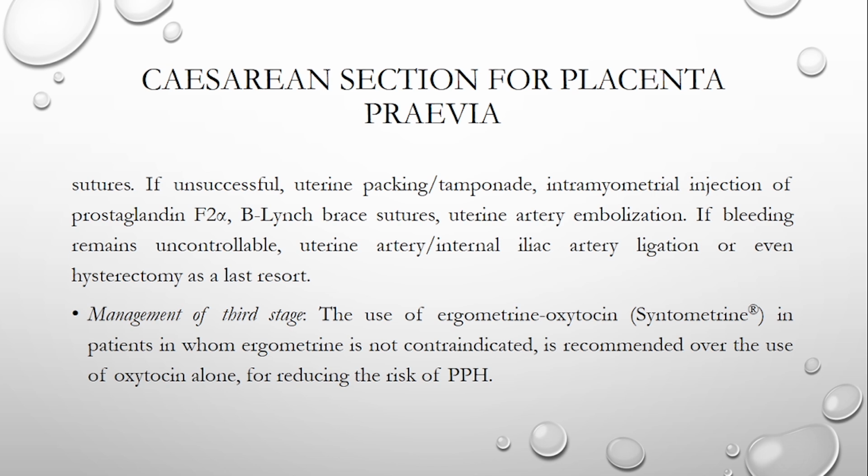But rarely you may use uterine artery or internal iliac artery ligation, or even hysterectomy as a last resort. That's if the bleeding becomes too much. But management of the third stage is very important. The use of carbetocin these days has relieved many physicians of the problem of excessive bleeding at the time of cesarean section. Once the placenta is out, carbetocin or syntometrine can actually stop the hemorrhage.